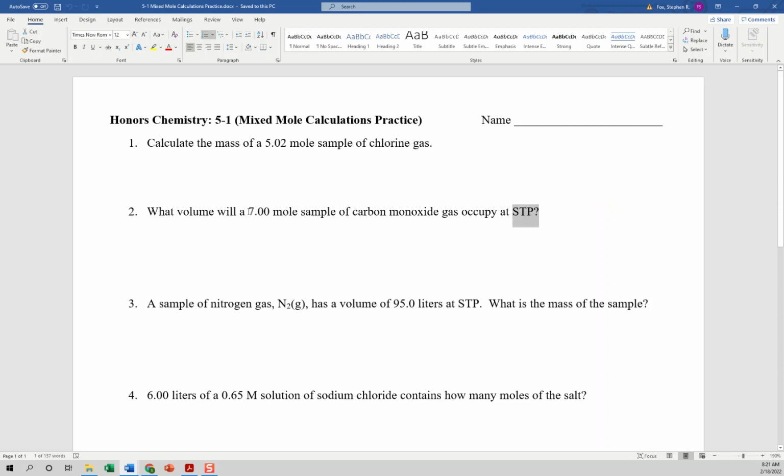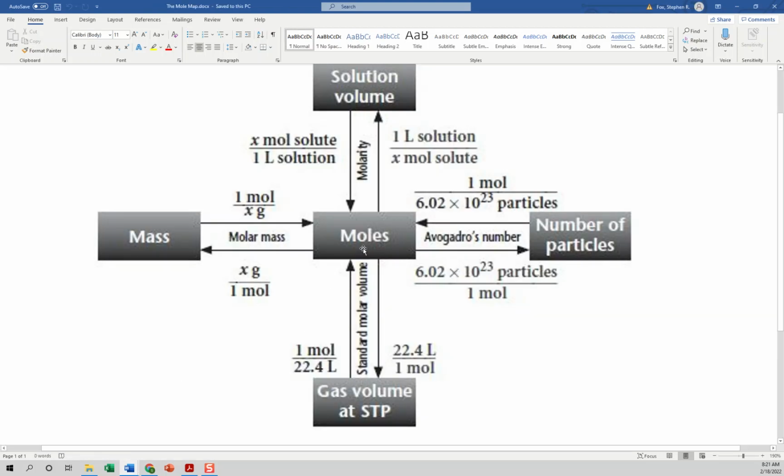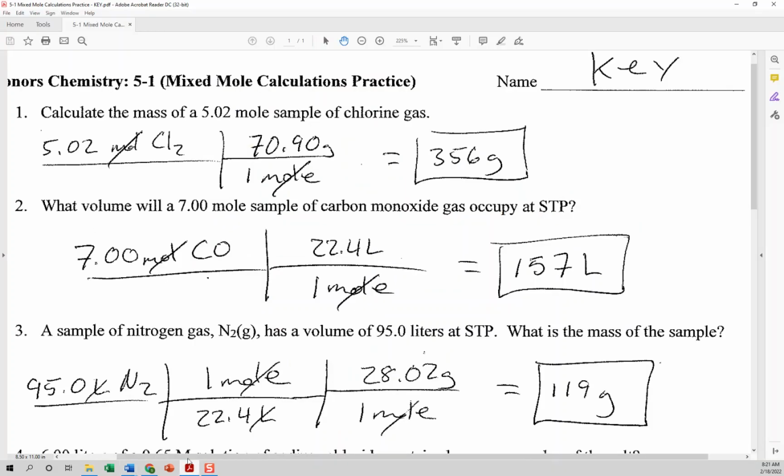But I'm starting with moles again. So I'm starting in the middle of my mole map, and I got to go to volume of a gas at STP, right? That's what we're looking for. So if we look at our mole map, I'm starting here, and I want to get to here. And to go from moles, I follow that arrow, and it says use that conversion factor, 22.4 liters over 1 mole. So let's see how the setup looks.